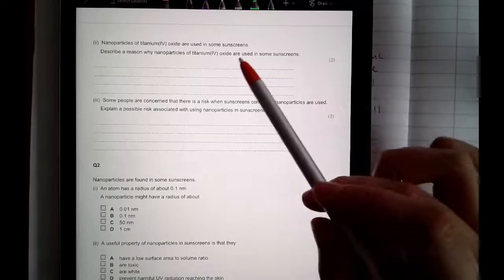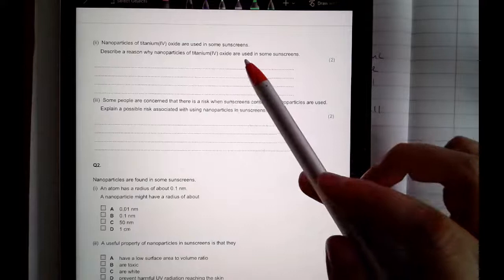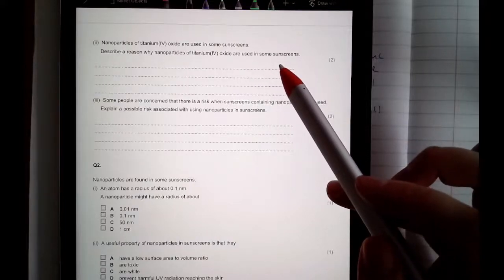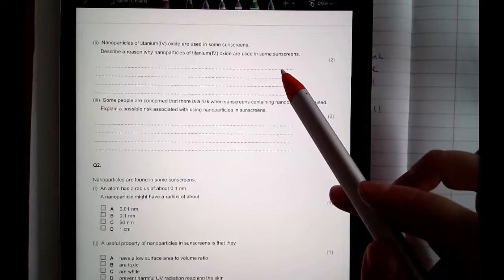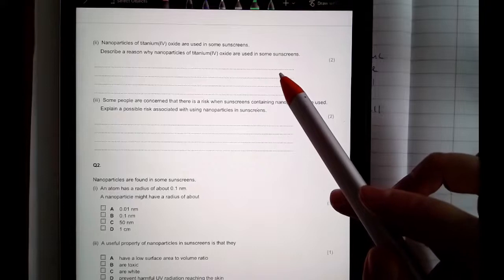Nanoparticles can be used in some sun creams. Describe a reason why they are used in sun creams. I mean, the most important thing you want your sun cream to do is to protect your skin from UV rays. So that's what you're going to be mentioning. Don't say protect from the sun, you have to specify UV rays. So protect from UV rays because UV rays can cause sunburn and can cause skin cancer.